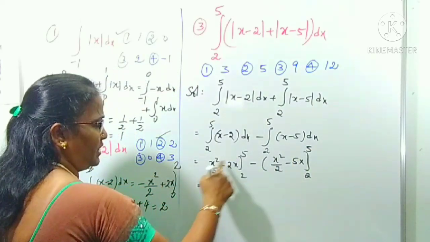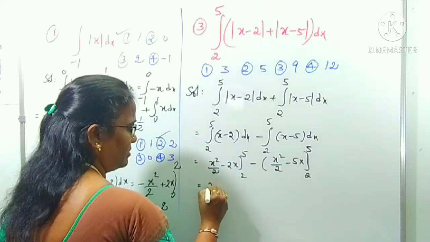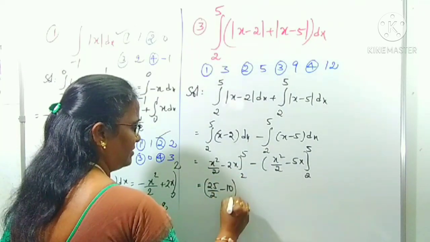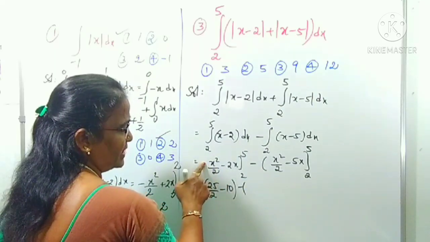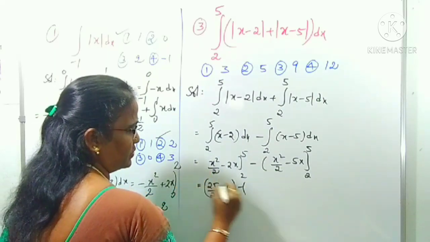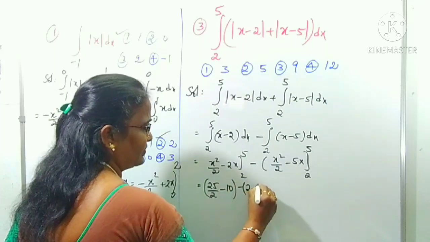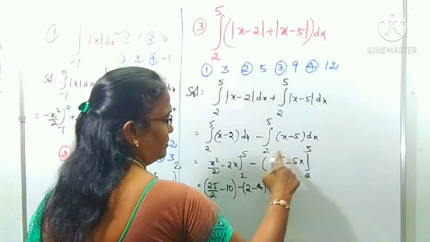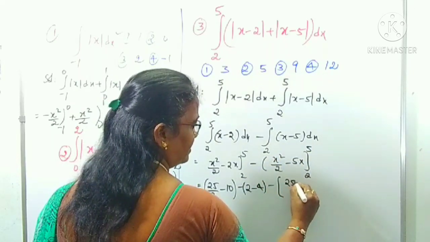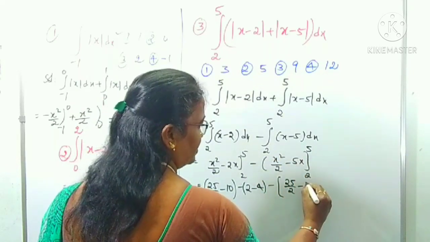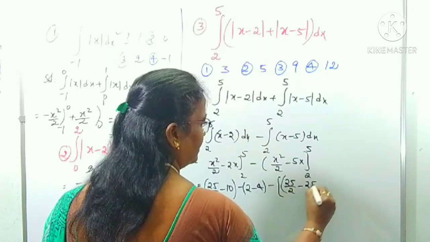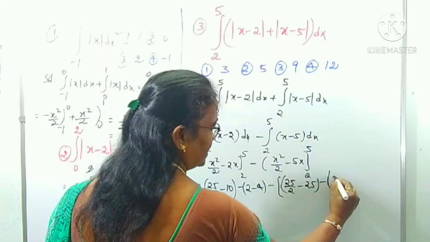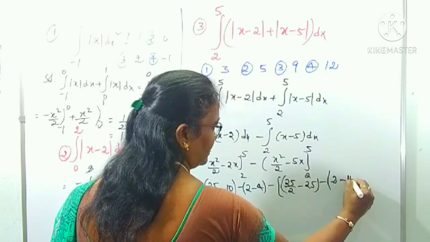Here we can apply the upper limit: 5 square is 25, by 2, minus 10. This is upper limit minus lower limit. 2 square is 4, 4 by 2 is 2, 2 minus 2 is 4, right? With minus of this one. Upper limit is 5, 5 square is 25 by 2, minus 5 is 25. This is upper limit minus lower limit. 2 square is 4, 4 by 2 is 2, minus 5 is 10. Clear?